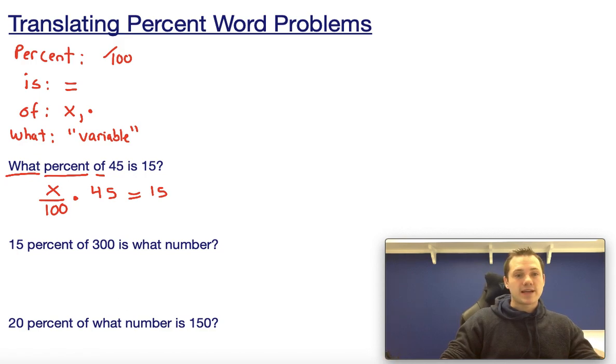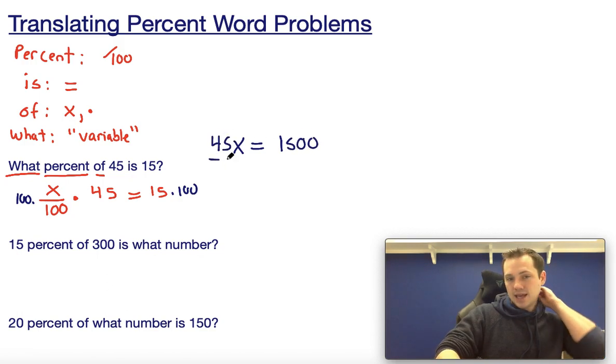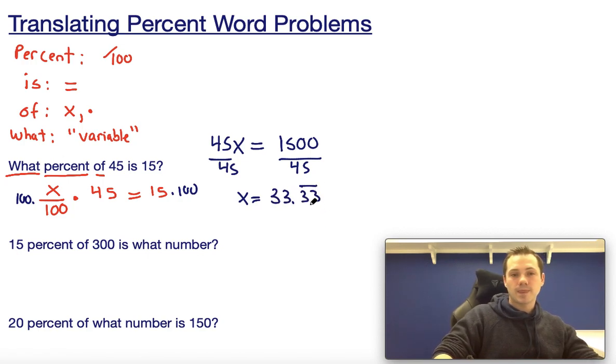So then we can solve this. Well, if we want to isolate x, the first thing we might do is multiply both sides by 100. And when we do that, we're going to have x is equal to 1500, and it's going to be a 45x. And then if we divide both sides by 45, we're going to get x is this repeating 33.33, and that goes on forever.